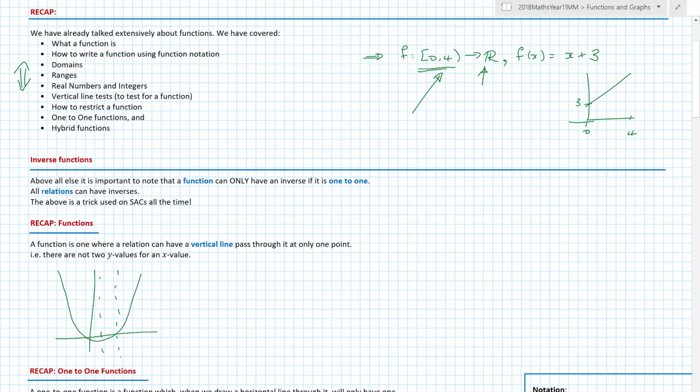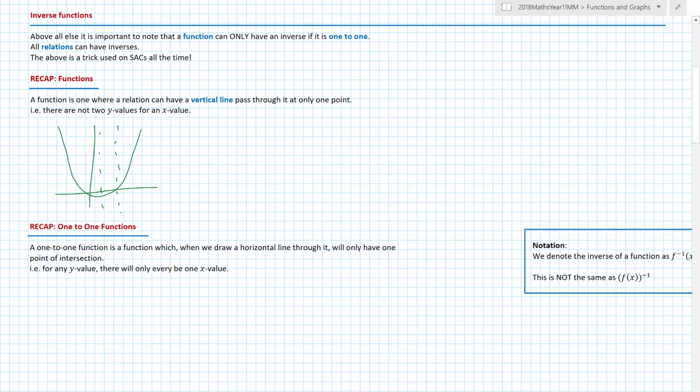That's one thing. Last lesson we dealt with hybrid functions and applying function notation. That's awesome. Applying function notation, really important. But today we're doing inverse functions.